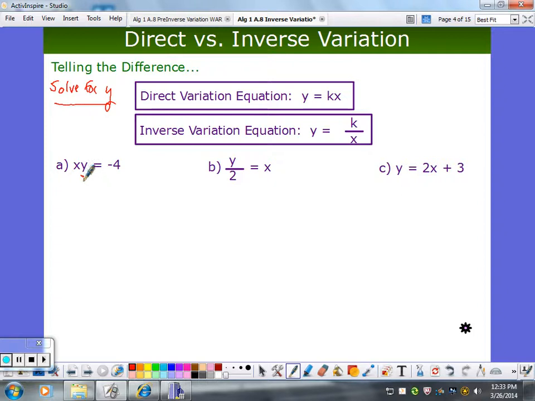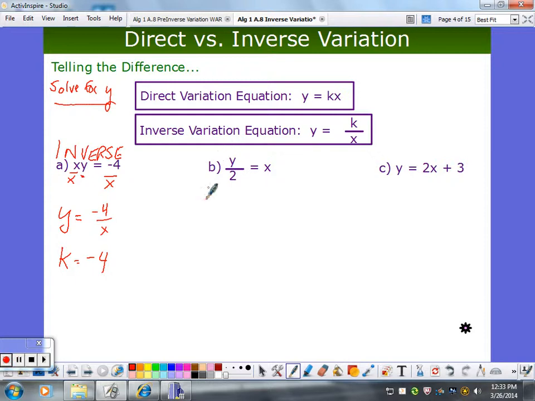So, y. I want y by itself, so what needs to happen? Divide by x, y equals negative 4 over x. So is this a direct variation? Does it look like y equals k times x? No. Does it look like y equals k over x? Yes. Right? It's a constant divided by x. What's my k? Negative 4. This is an inverse variation because it looks like y equals k over x.